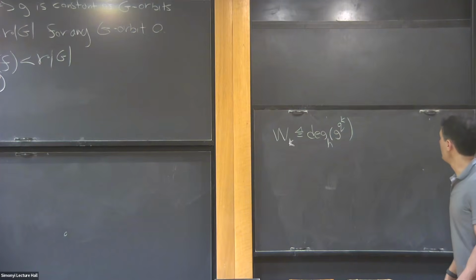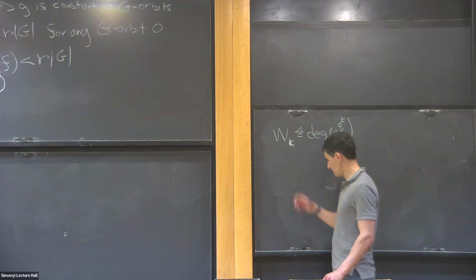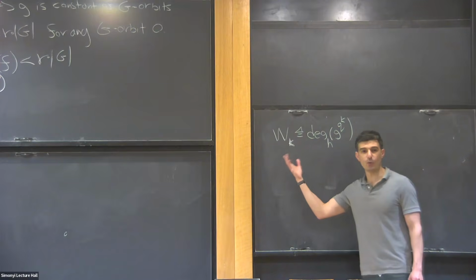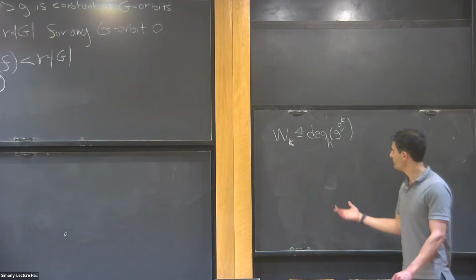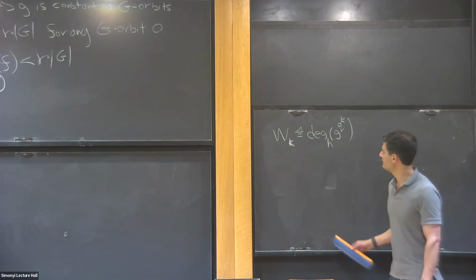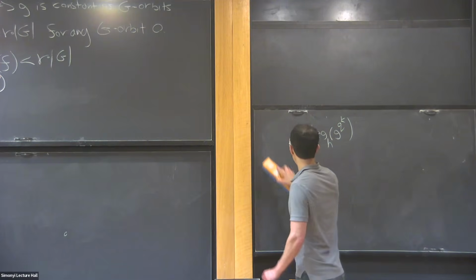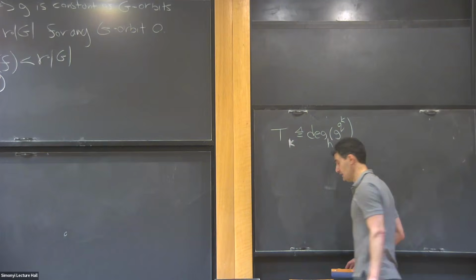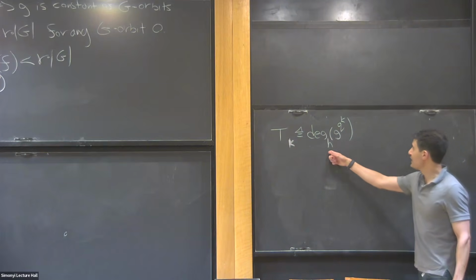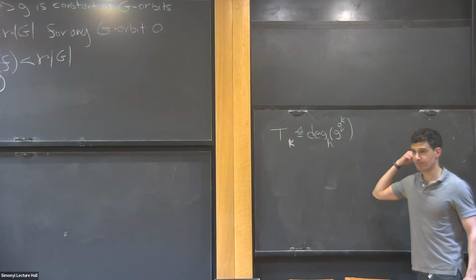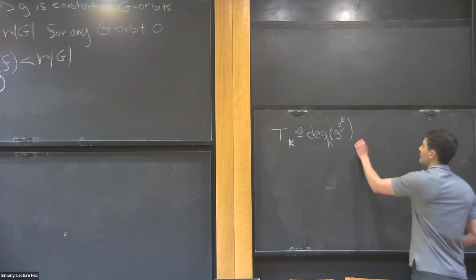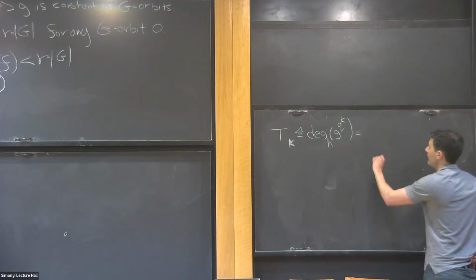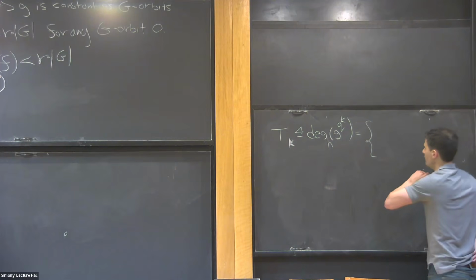No, maybe I should have, I use W because for weight, I call it weight. Maybe W is not good. Let's call it T_K. Okay? T_K is just the H-base degree of this polynomial. So in this case, we can say explicitly what the H-base degrees are.